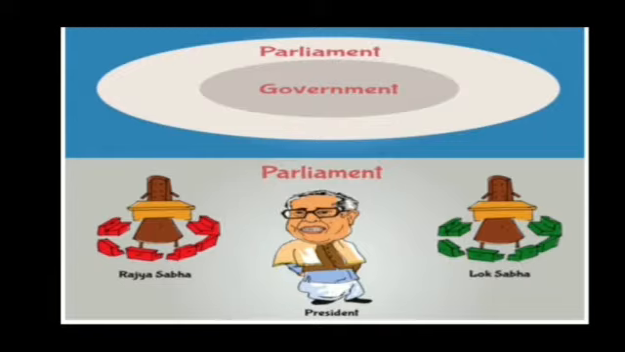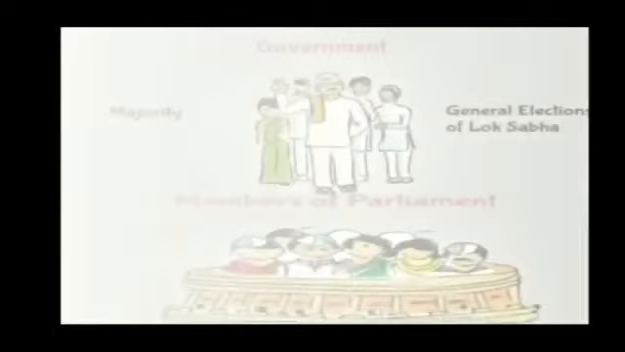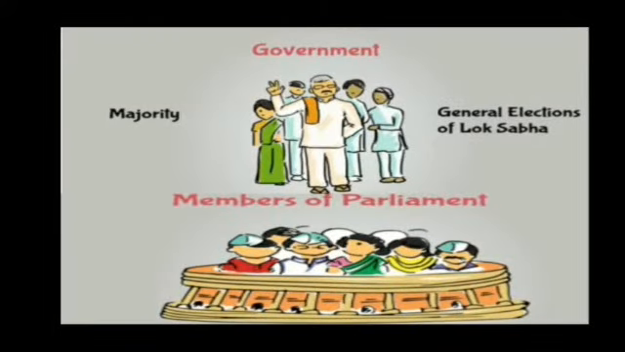Parliament consists of the President of India and two houses, namely the upper house, which is the Rajya Sabha or Council of State, and the lower house, which is the Lok Sabha or the House of People. On the other side, the government is formed by the party that gets a majority of seats in the general elections of Lok Sabha. The members of both these houses are called Members of Parliament or MPs.